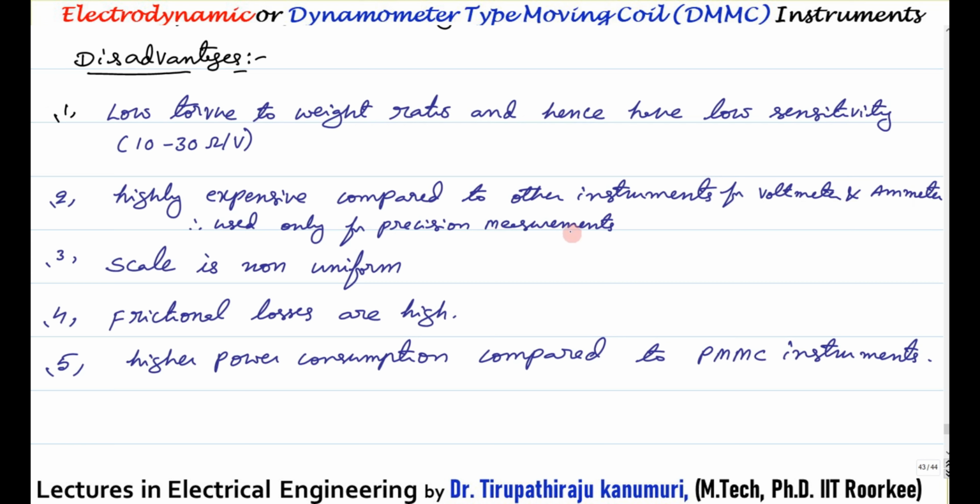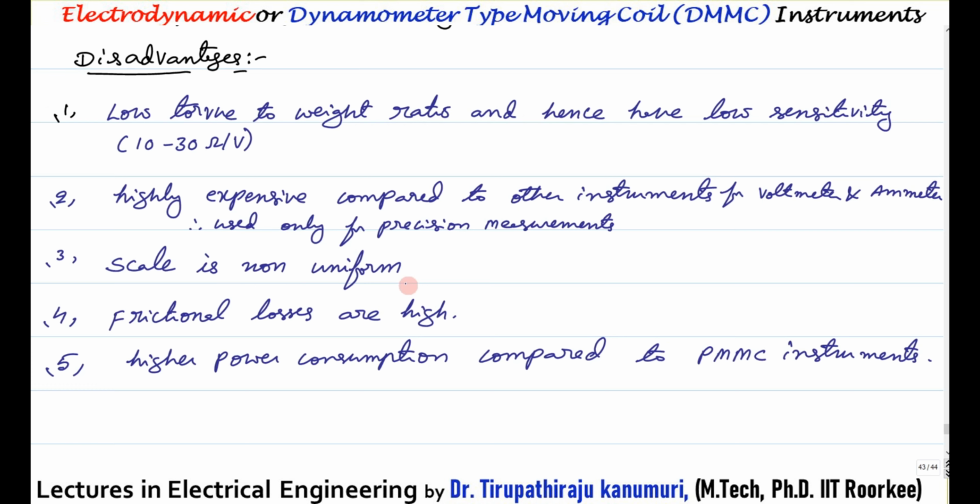If you want to use this for a voltmeter or ammeter, it is better to go for either PMMC instruments for DC measurement. For AC measurement, go for moving iron instruments because they are cheaper. But the disadvantage is they are not so accurate. If you want more accuracy, in that case only we go for these instruments. So that's why it is used. For measurement of power, anyway you can go for this instrument. So the scale is non-uniform.